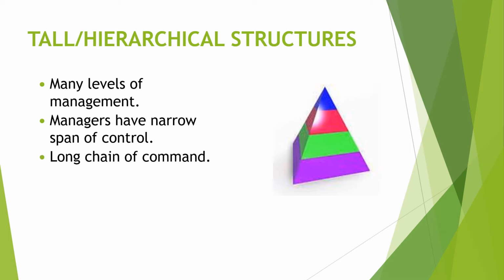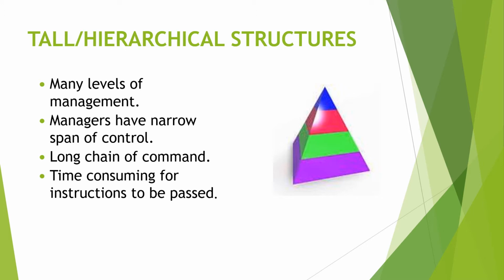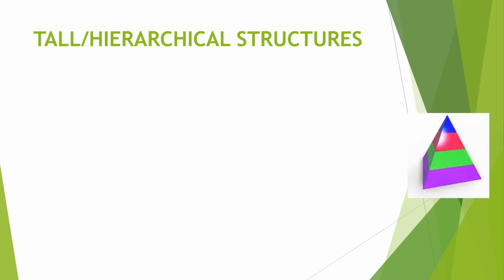The tall structure, as you can see from the diagram here, will be a sort of tall, thin, triangular shaped structure. There will be a long chain of command, and what we mean by that is that it will take some time for decisions to be fed down through the different layers of the organisation and for any communication to go back up the way. So the long chain of command will go from the top of the organisation right down to the bottom. So there are a number of layers to go through before that can happen. It is therefore going to be time consuming for instructions to be passed down.